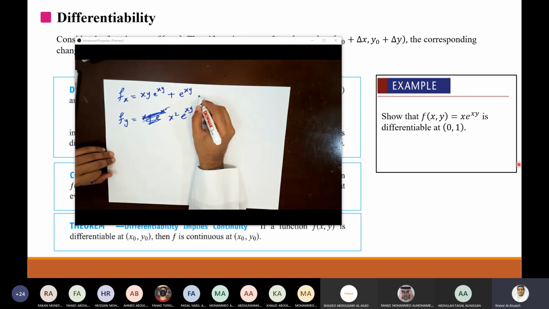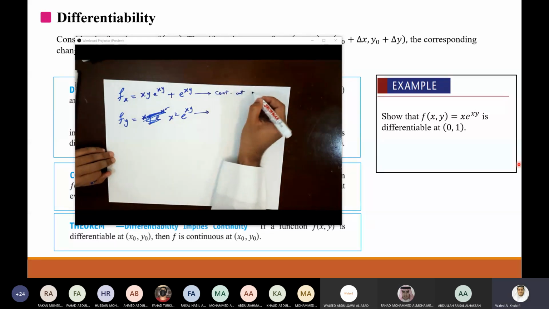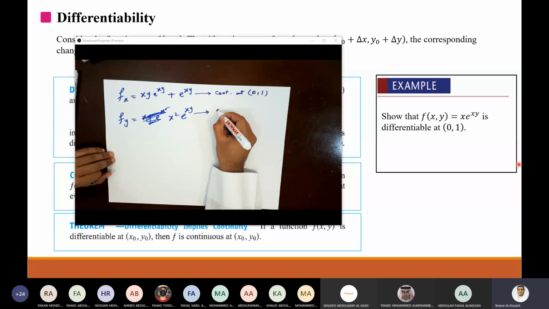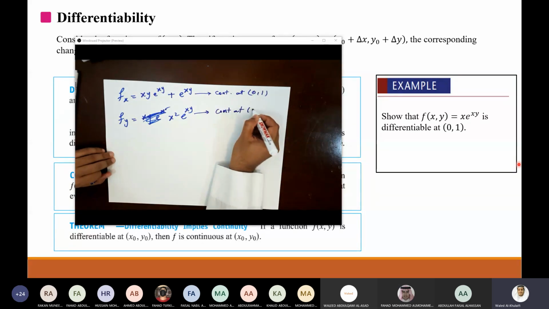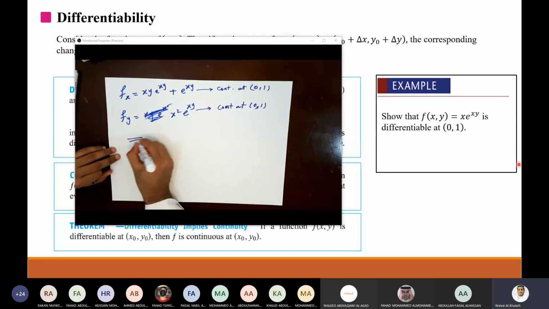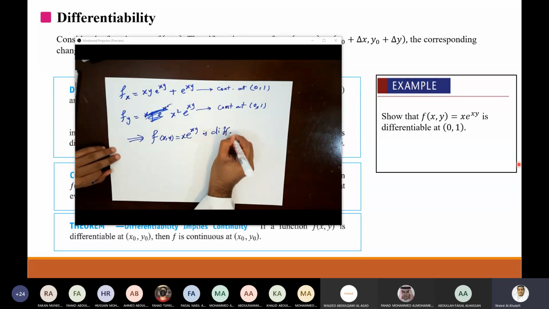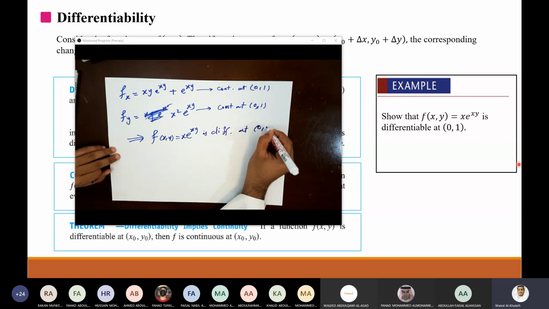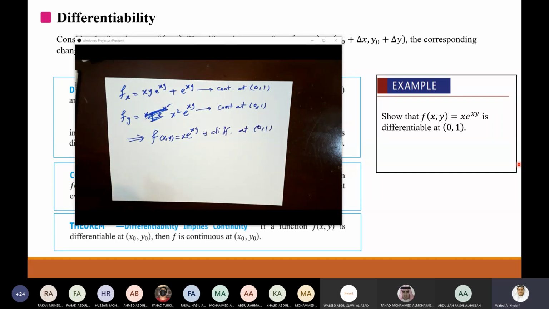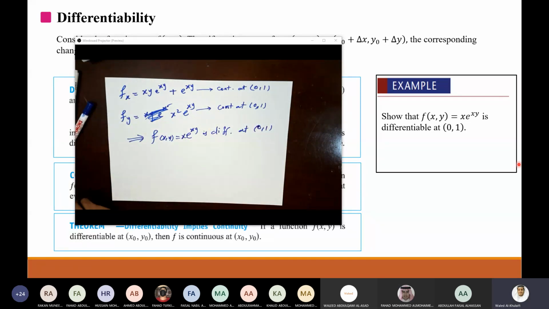Now, what do you think of these functions, Shabab? They are continuous at the point (0, 1). Why? Because I can substitute (0, 1) without any problem here. So this implies that f of x and y, which is equal to x e^(xy), is differentiable at the point (0, 1). That's it. Very simple thing. Just check the partial derivatives. If these are continuous at this point, you are done. Any question here, Shiva?